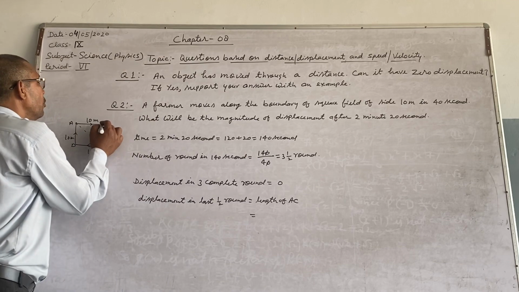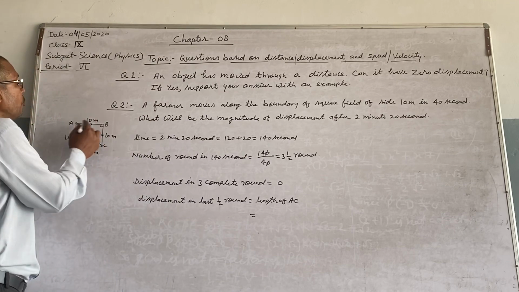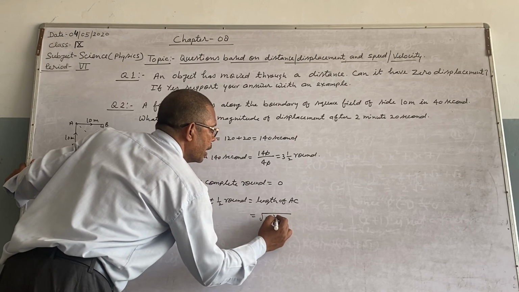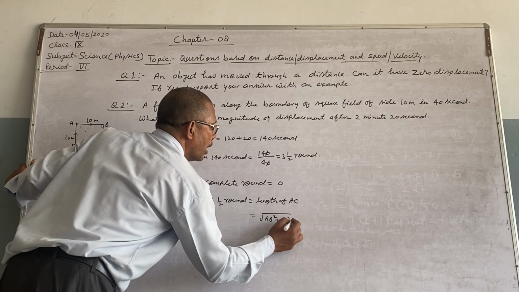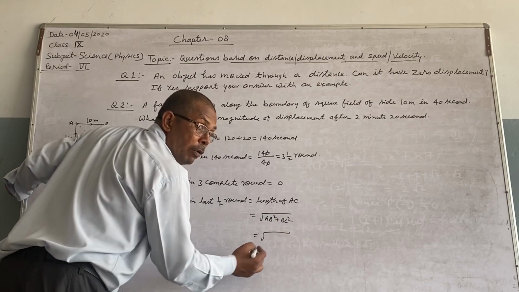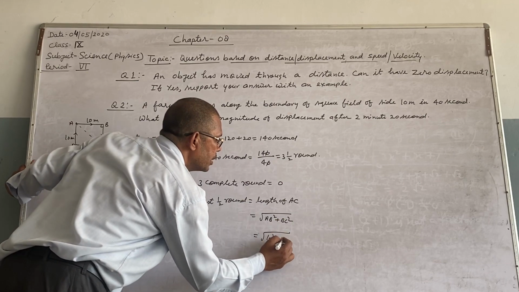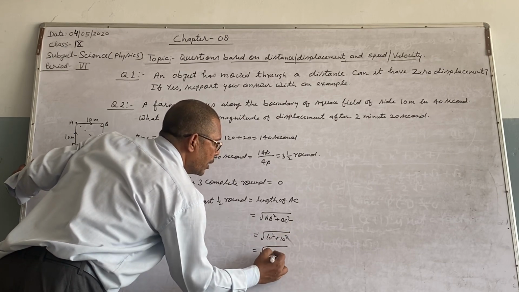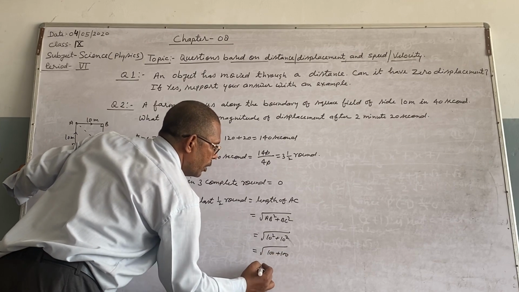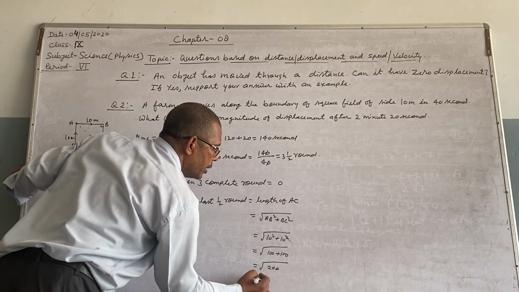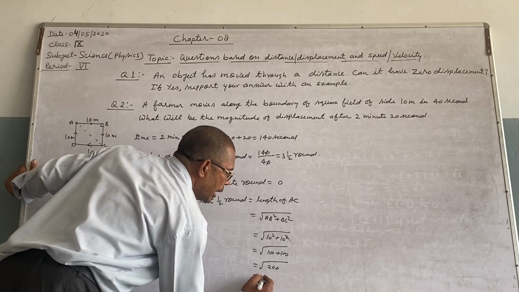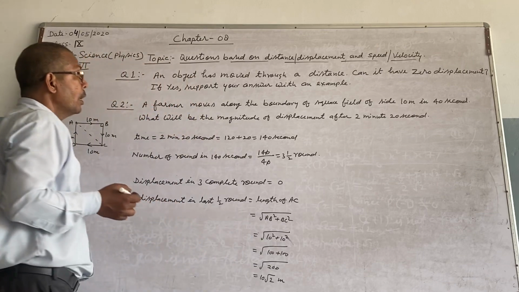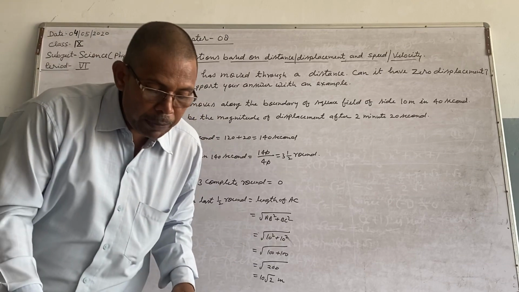Length of AC equal to, according to Pythagoras theorem, what will you say? Square root of AB square plus BC square. So calculate it: 10 square plus 10 square. What is this? 100 plus 100 equal to 200, and this is equal to 10 square root 2 meters.